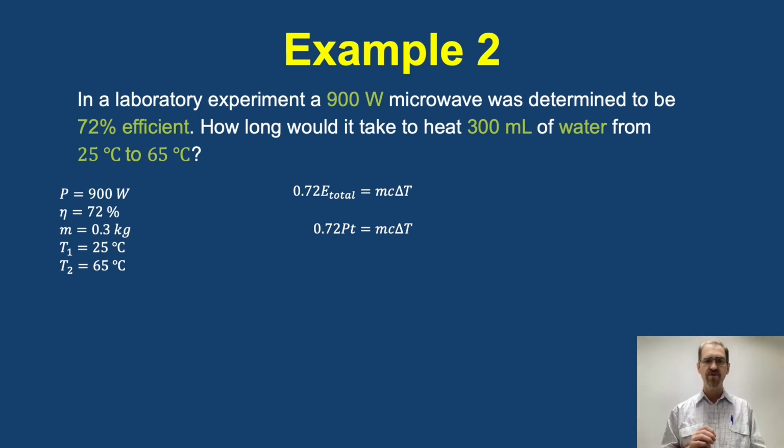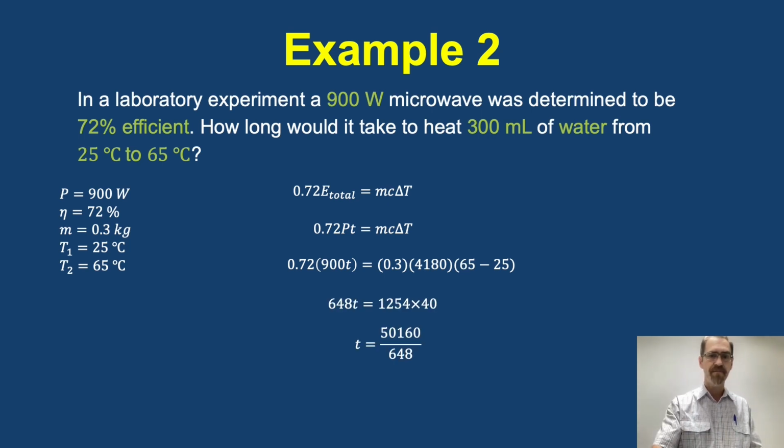Now we've got something we can work with. 0.72 of the energy going into the microwave heats the water. Well, the energy going in can be determined from power multiplied by time. And in the question we've been asked, what is the time? We know the power rating is 900 watts. We plug in all of our values, do a little bit of algebra, and we see that the time it takes to raise the water by 40 degrees Celsius is 77.4 seconds.